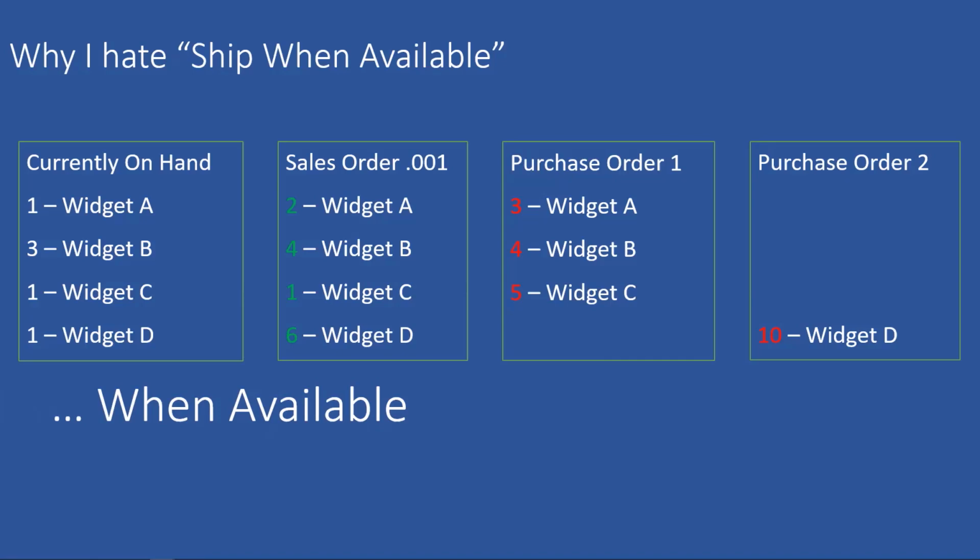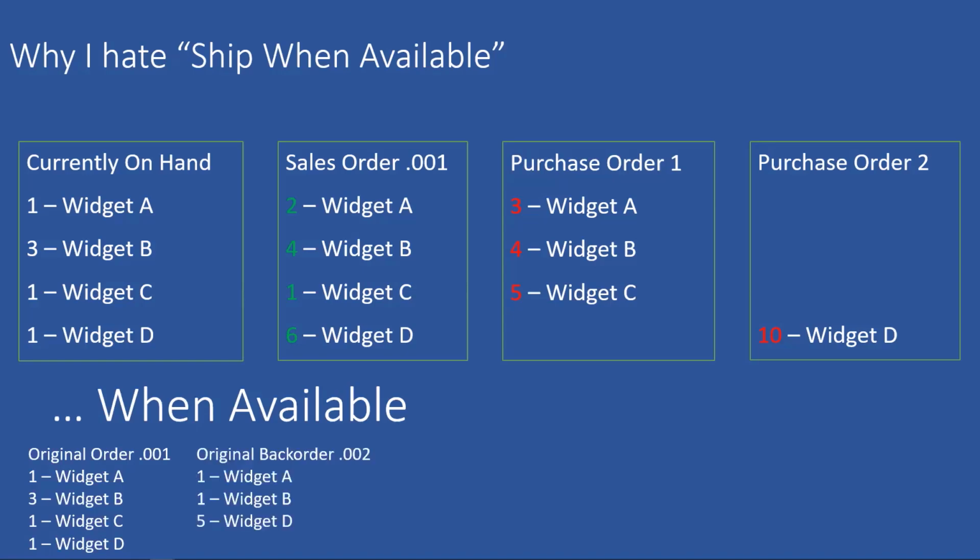So our sales order .001 is for two widgets: A's, 4, 1, and 6, but we don't have everything on hand. So we create generation 1, which is going to satisfy with everything we have on hand, which then creates a back order. But then when we receive purchase order 1, it creates generation 2, because now widget A and widget B came in, they were received. And we now have a back order, generation 3, because we're waiting for purchase order 2 to come in, which has our widget D in it.